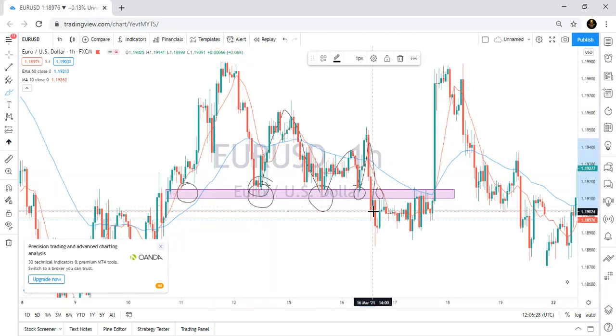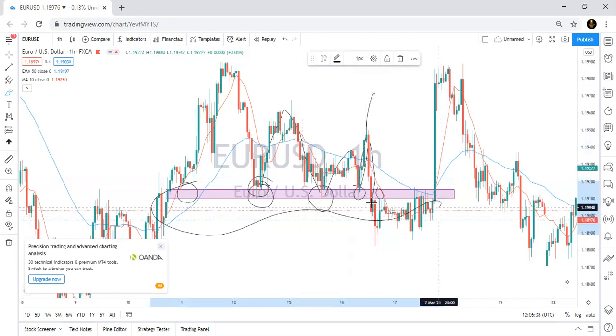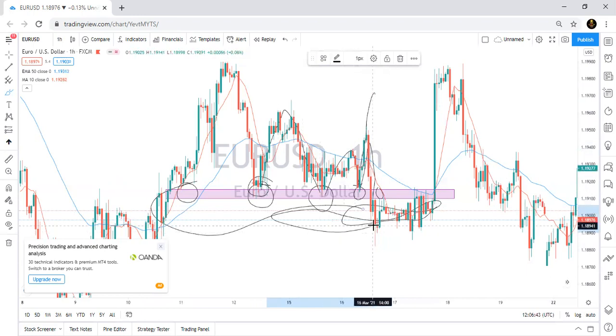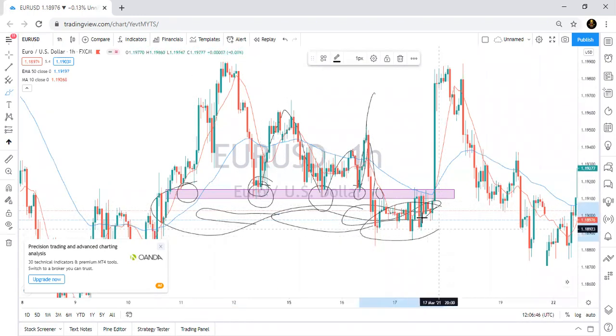Then it came again. The reason this market was taking long to go up is because this was an area of liquidity. This was an area where there was a lot of positions. They don't leave. When they know that in this area there's a lot of money, they won't leave. They want to come and trigger all those orders.